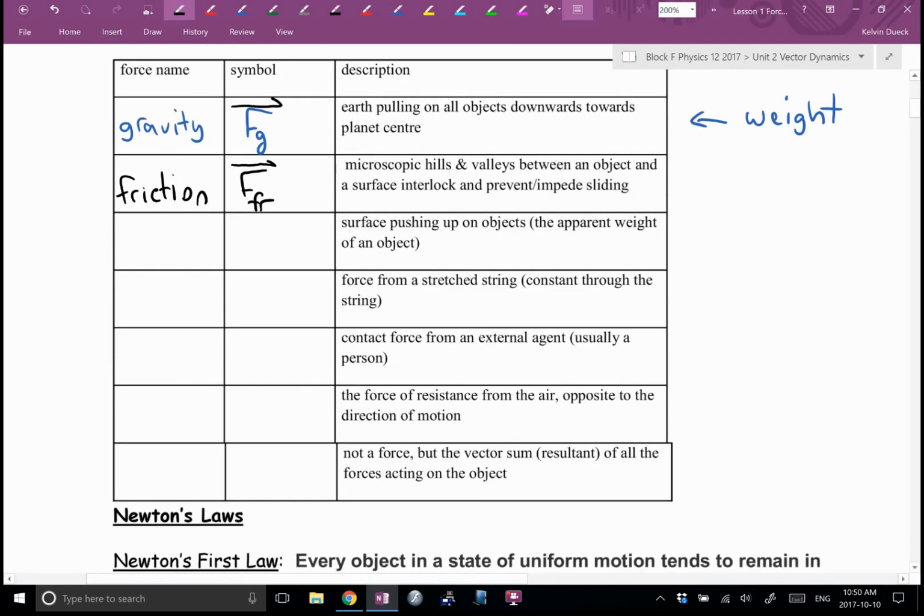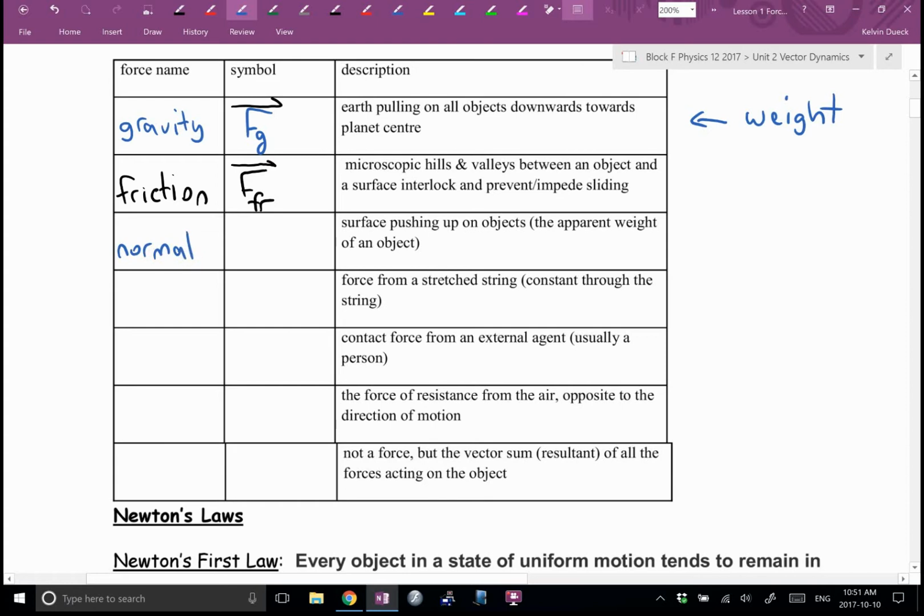What did we call the force that could be described as a surface pushing up on objects and keeping objects from sinking into that surface? It was also called the apparent weight of an object. Called that the normal force. It's a tricky force to wrap our brain around.